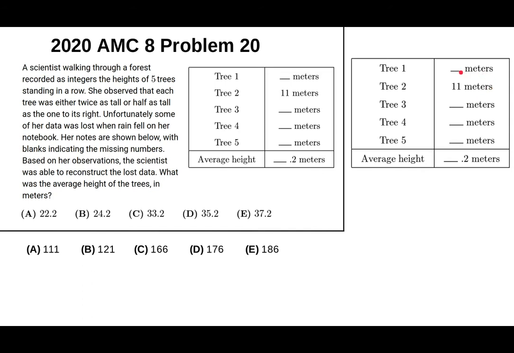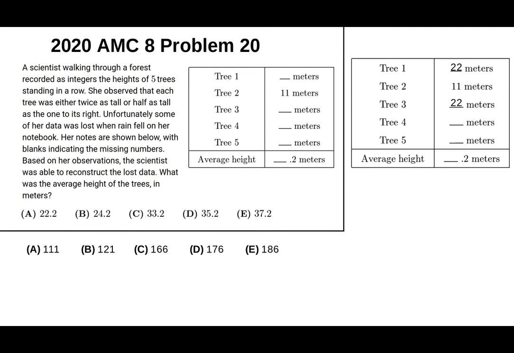That means tree 1 over 2, or tree 1 times 2, is 11. And that's just 11 over 2 or 11 times 2. And they have to be integers, so it can only be 22. It can't be 5.5. Even though 5.5 times 2 is 11, it has to be 22, because the heights of the trees are integers. Tree 3 also has to be 22 for the same reason, because 11 over 2 is 5.5, and we can't have that. And it's twice as tall as tree 2.